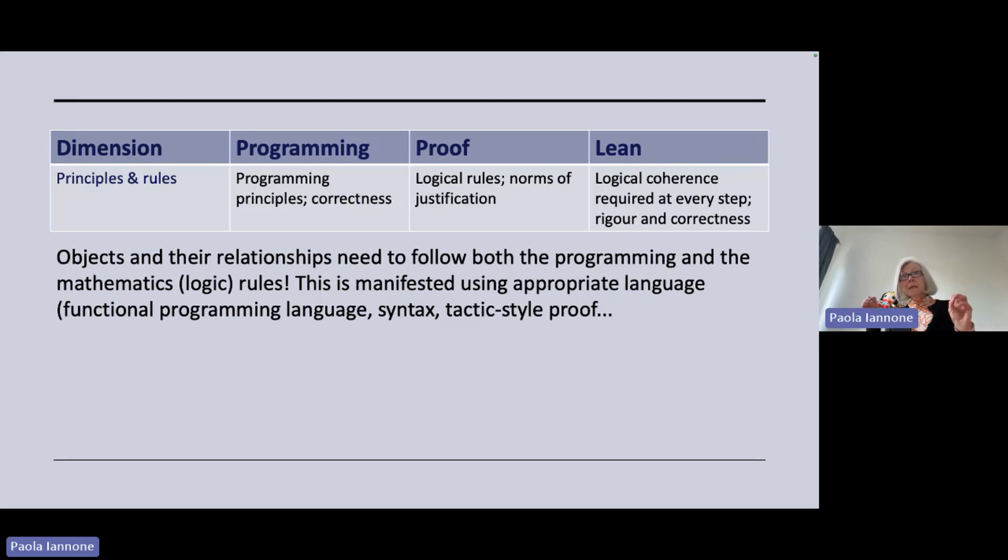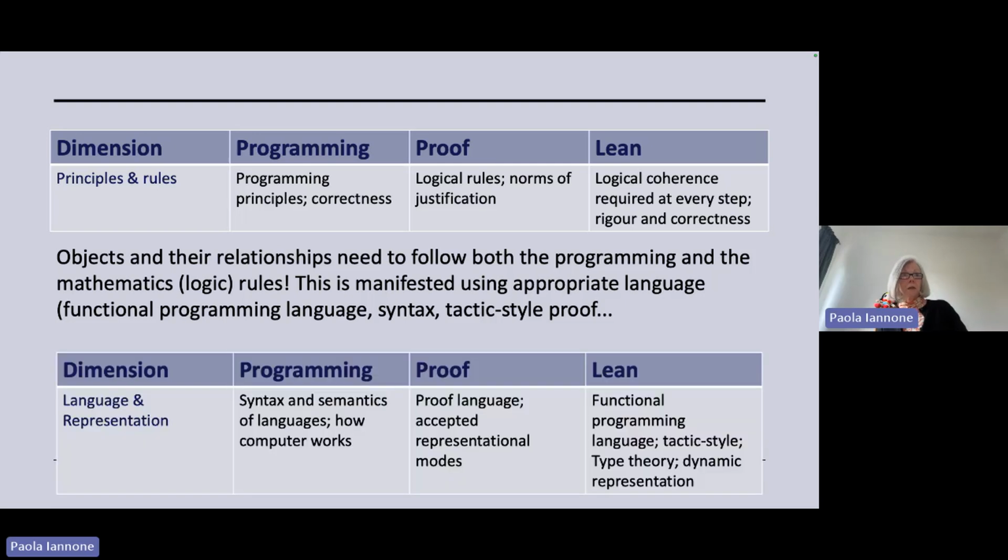And in Lean, I need to be careful to use logical coherence, rigor and correctness, but I also need to use appropriate language: functional programming language, syntax, style of proof, and so on. So after I've talked about objects, principles, rules and connections, I really need to talk about language. Language is not something secondary to this thinking about conceptual knowledge; it is something very important.